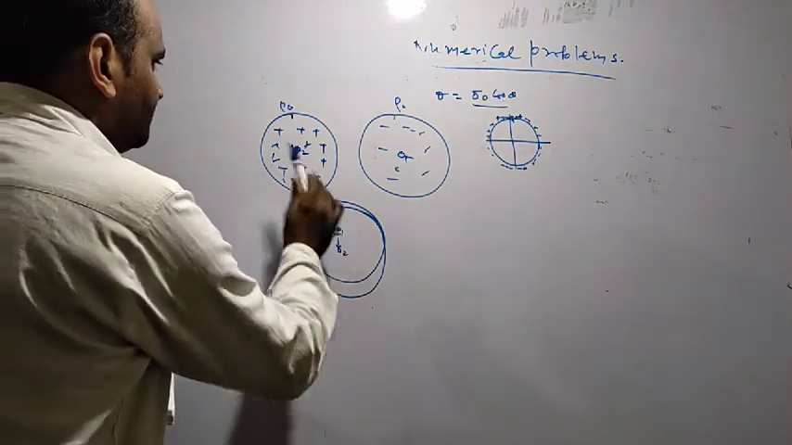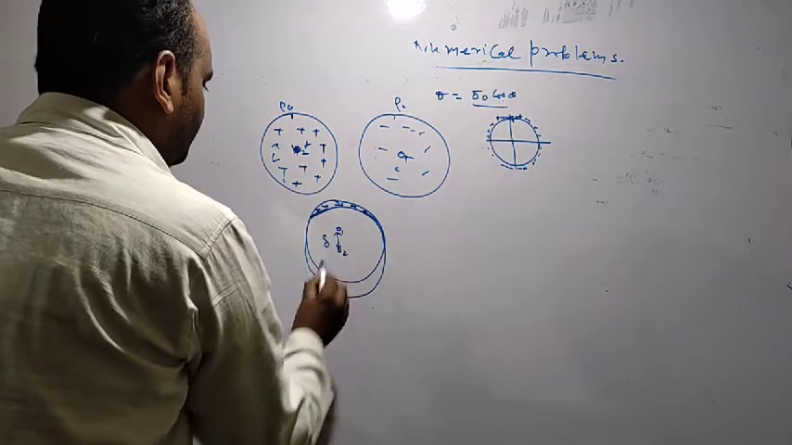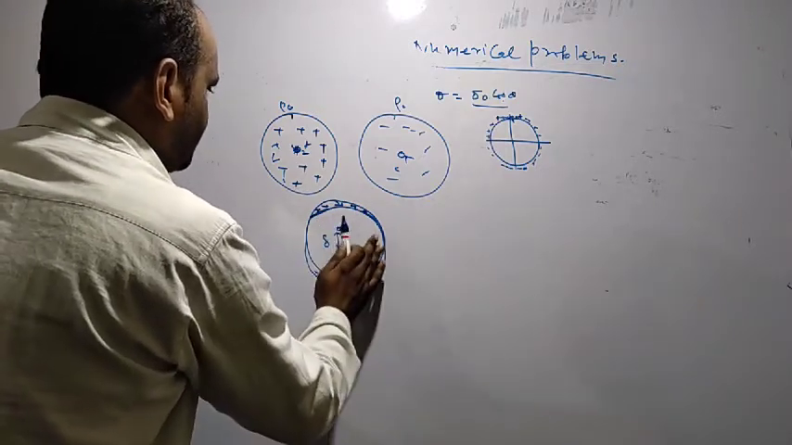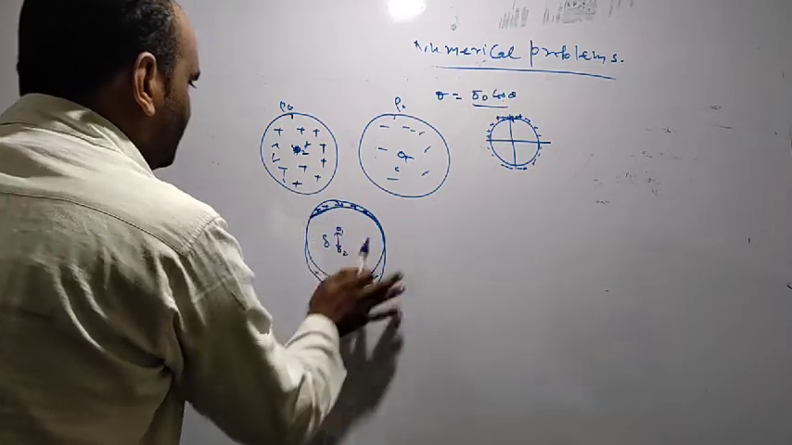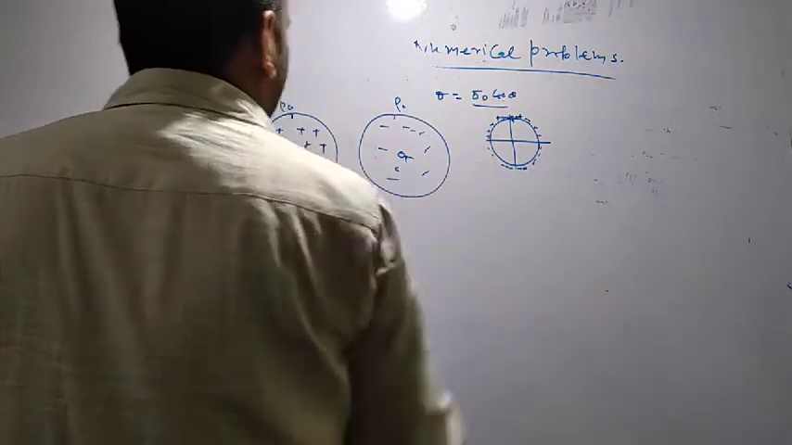Here you will find you shift this positive charge upward. Positive charge is here and negative charge is here. And inside it has no charge because the positive and negative charge will neutralize. So a similar condition is available here.